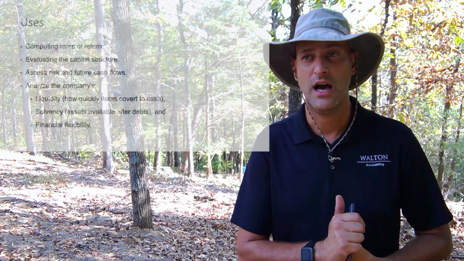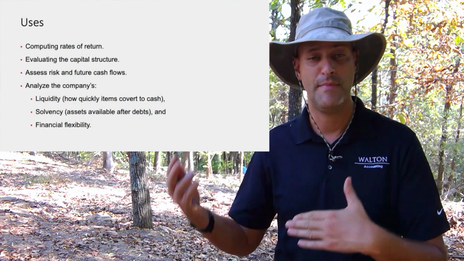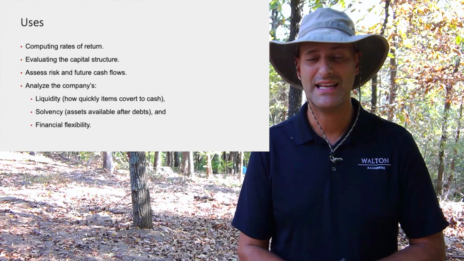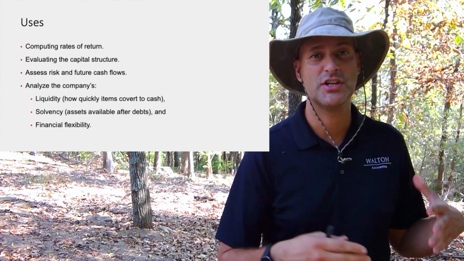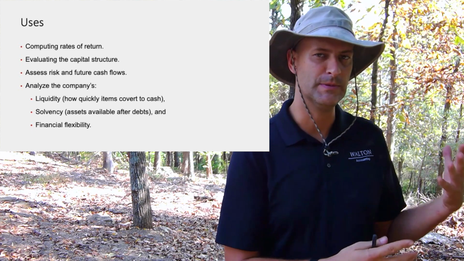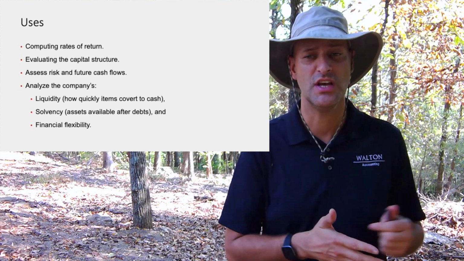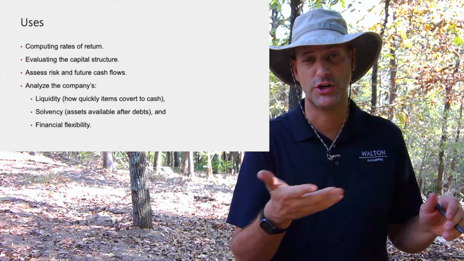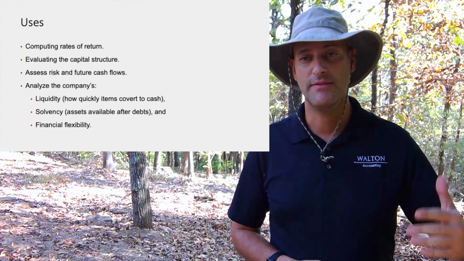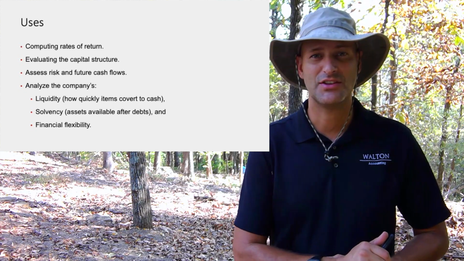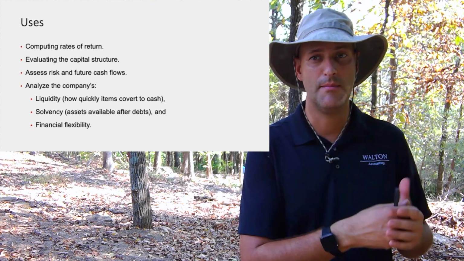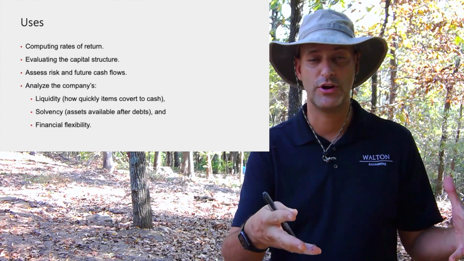Some of the uses: it's used predominantly in evaluating the performance of management. So how is management doing? The assets on the balance sheet represent the resources available to management. If we want to see how well management is utilizing those resources, we calculate return on assets, which is net income divided by total assets. And that tells us how much net income management is generating from the assets they have on their financial statements.